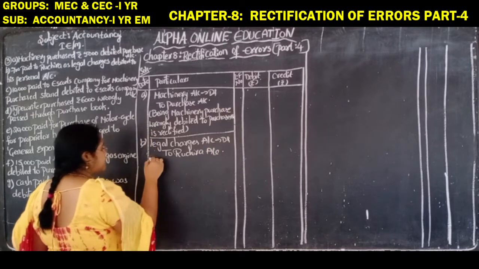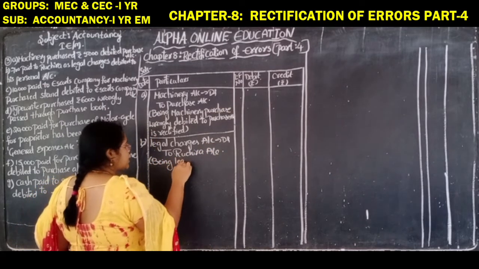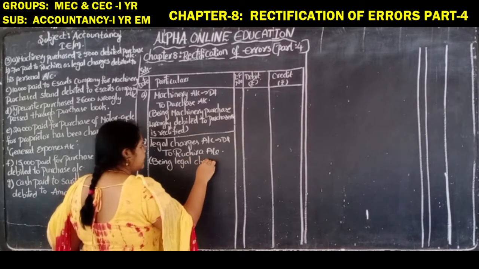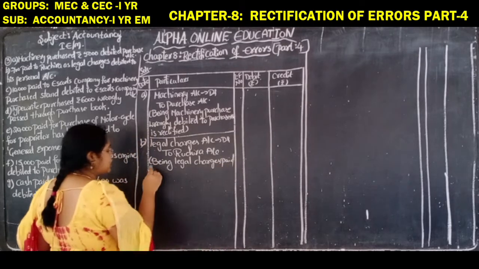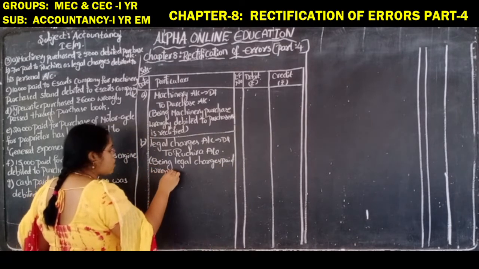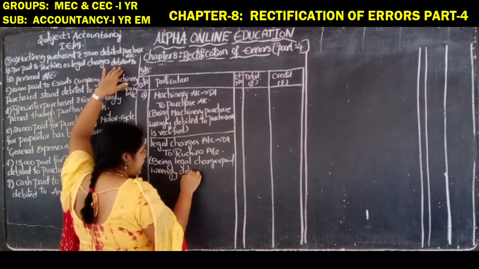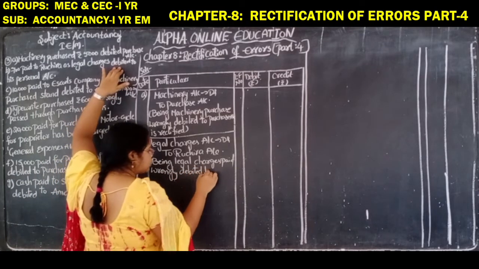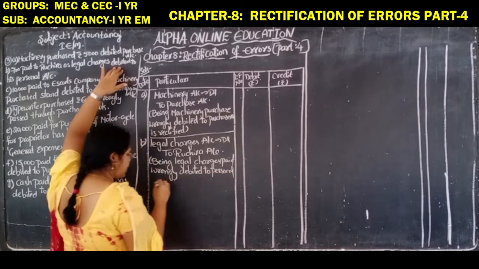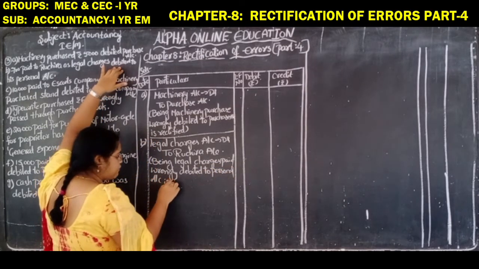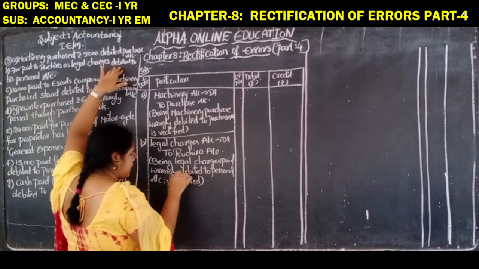Okay, so write the entry. Being legal charges paid, wrongly debited to personal account, is rectified. So this is completed now.